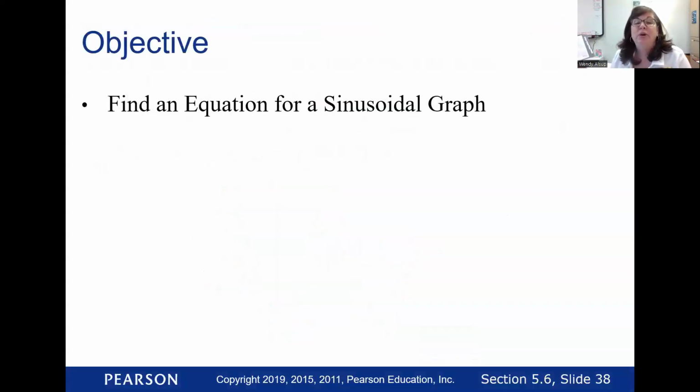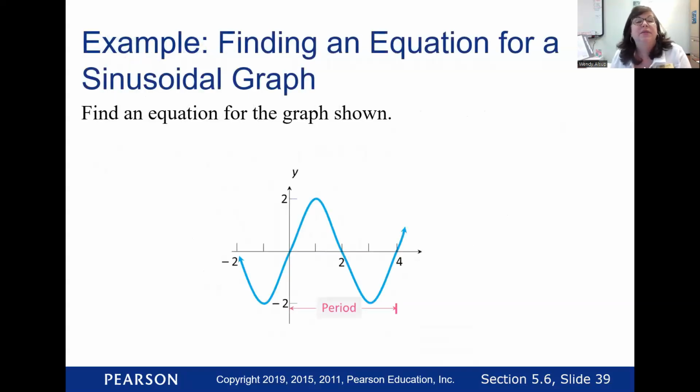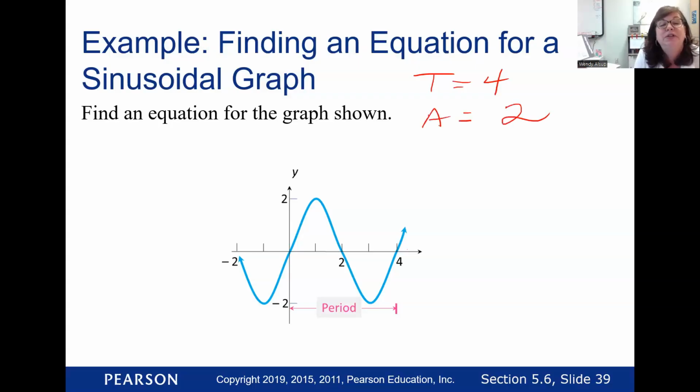All right, how about, can we go backwards? Can we find the equation given a graph? Well, you can. It's definitely not terrible. Number 1, what's our amplitude here? First of all, this looks like a sine, because you start at 0 and you end at 0. Our period, our T value, seems to be 4. Looks like we repeat every 4 units. Our amplitude looks to be 2. We're going up to 2 and down to 2. It does not look flipped, so I don't think we have a negative.